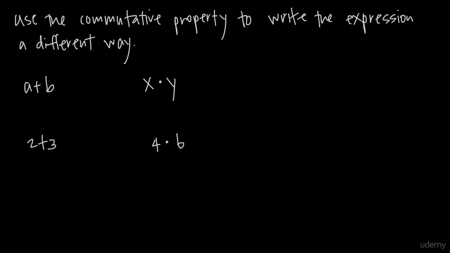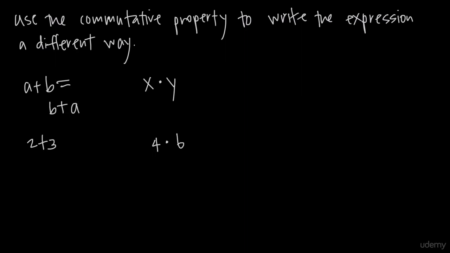In this video, we're talking about the commutative property, which is one of the properties of algebra. Basically, the commutative property tells us that a plus b, for example, is exactly the same thing as b plus a. So this is going to be equal to b plus a. There's no difference here.